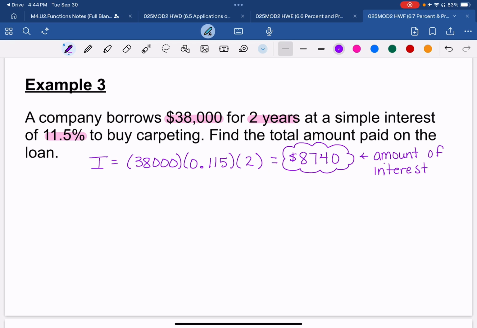Then I want to find my total amount. The total can be found by taking my original amount, which was $38,000, and adding in my interest. When I do that, I get $46,740.